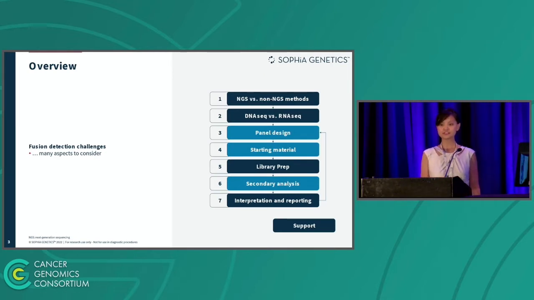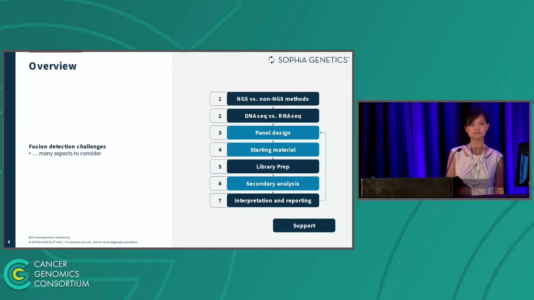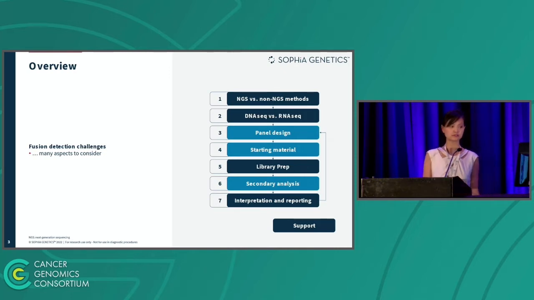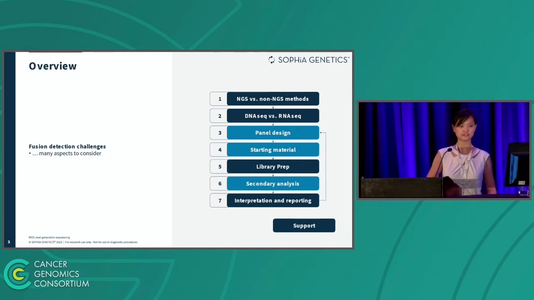Of course, there are challenges related to fusion detection and many aspects to consider. Do you go down an NGS route or non-NGS method? Do you look at the DNA or the RNA? There are, of course, panel design considerations, starting material considerations, etc. How you analyze the data, and then how do you interpret the results. Today, I'll dive a bit deeper into considerations related to panel design, starting material, and secondary analysis.